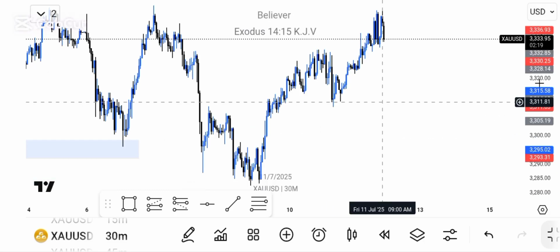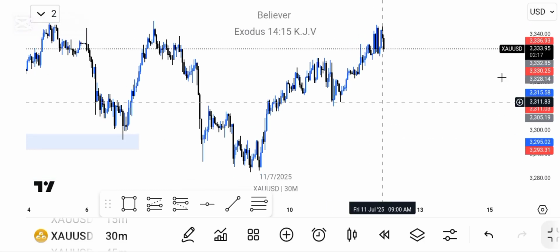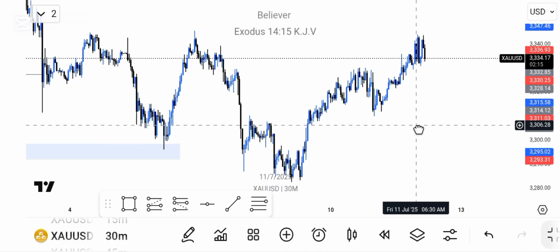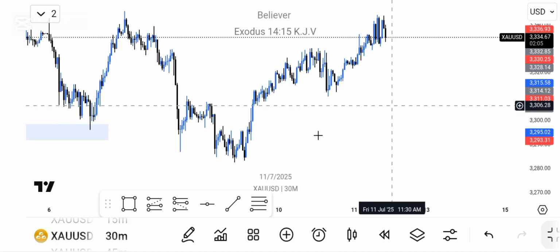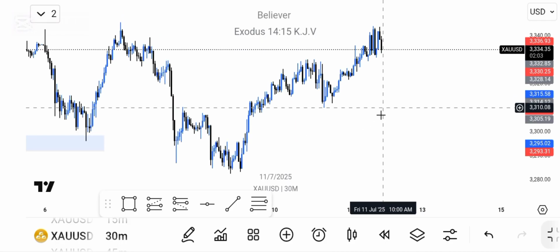Good day, guys. So I want to explain something that I've seen on the chart. This gold chart, as you can see down here, XAUUSD, on the 30 minutes time frame. On this chart, I'm looking to buy this particular pair, right? In no distant time. So why do I want to buy?